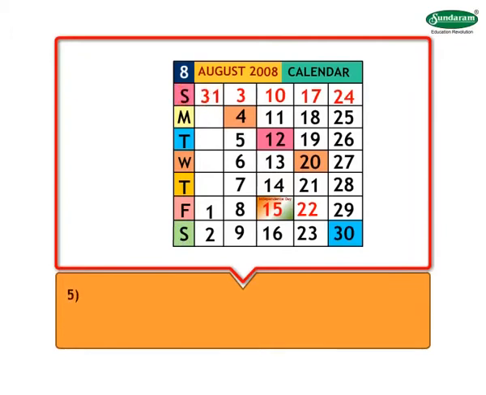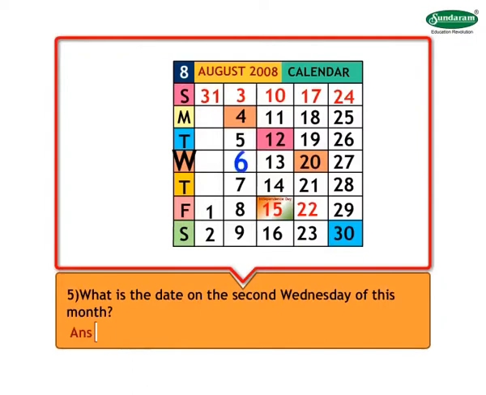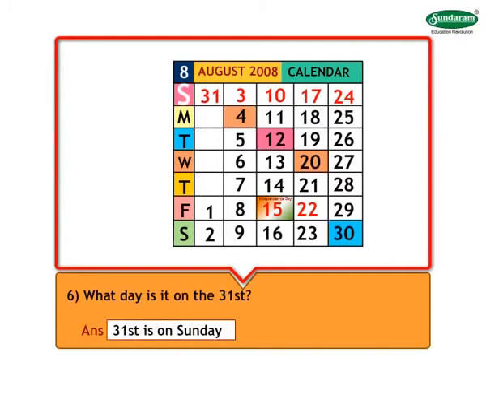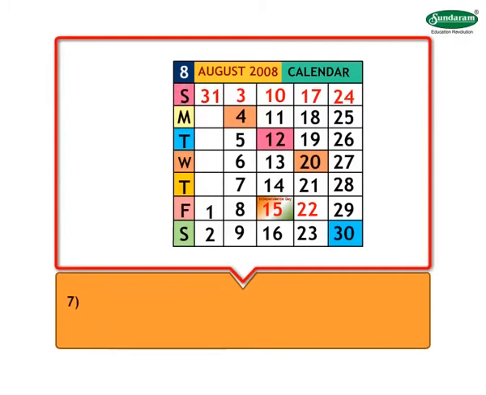5. What is the date on the second Wednesday of this month? Here, the first Wednesday is on 6th and the second Wednesday is on 13th. 6. What day is it on the 31st? 31st is on Sunday. 7. What is the day on the 5th, 12th?